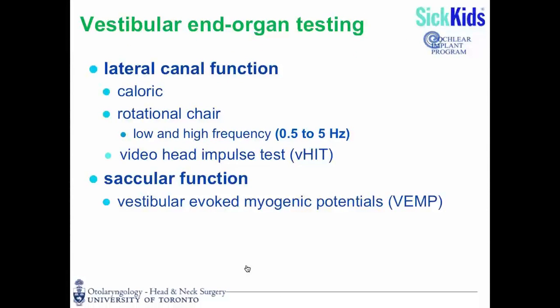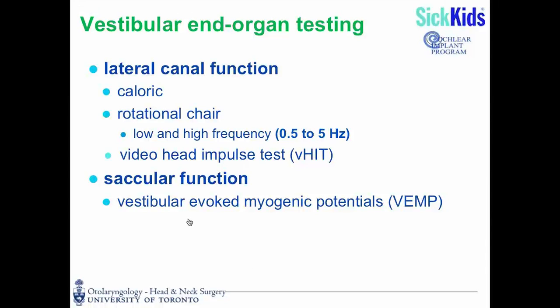So let's move on to looking at some of the formal testing that we can do for the vestibular end organs. What I like to do is to really think about what is the physiologic entity or the anatomic entity that I'm testing, and what tests can I use in order to look at that function. So what we're going to focus on are tests of lateral canal function and tests of saccular function. And so how can we assess the function of the lateral canal?